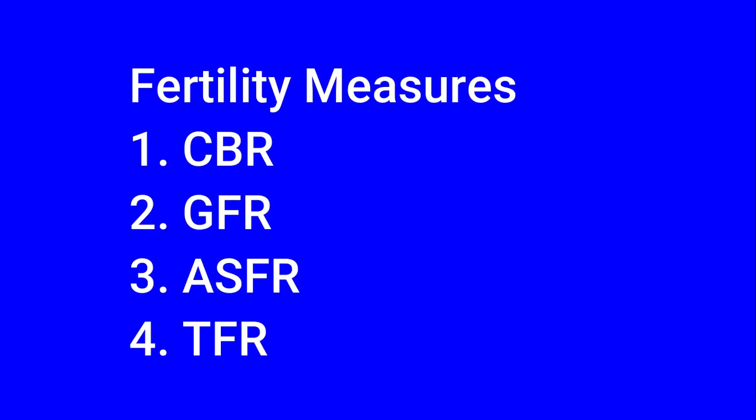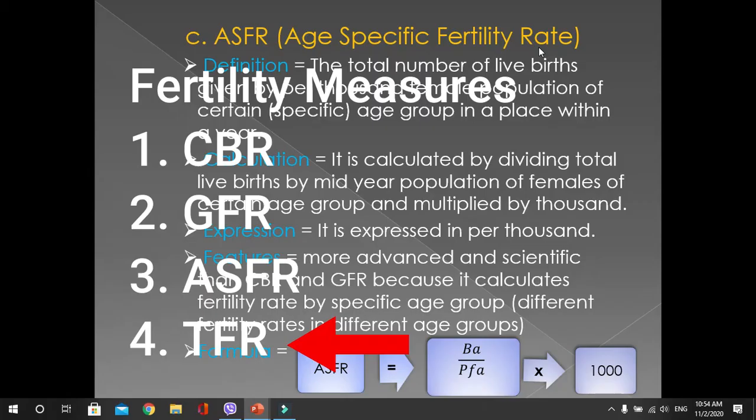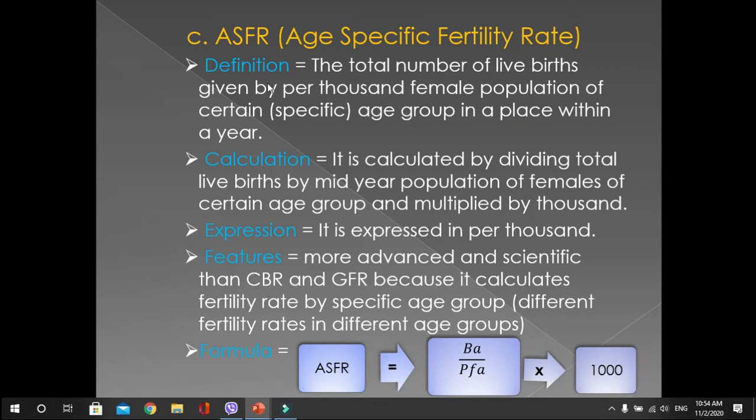Students, welcome to my class again. Last time we talked about the fertility measures CBR, crude birth rate, and GFR, general fertility rate. Today we are going to read about another fertility measure, that is ASFR, or age-specific fertility rate. Okay, we have got definition, calculation, expression, features, and formula.